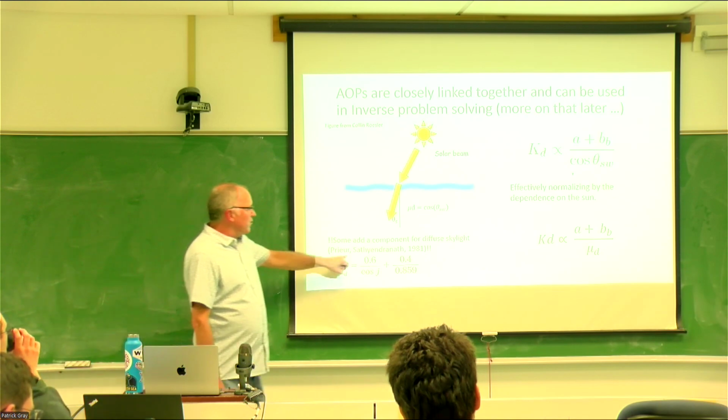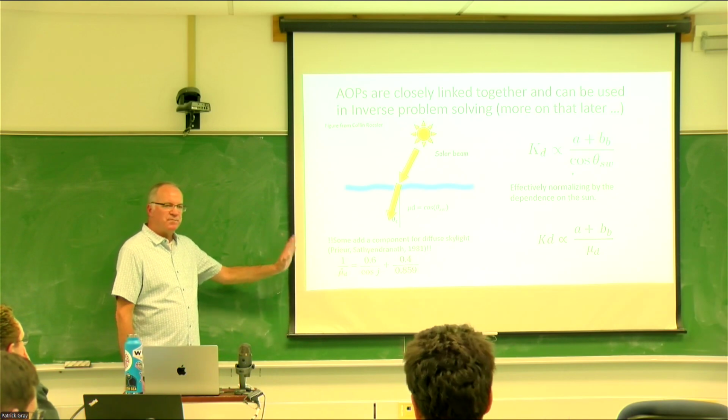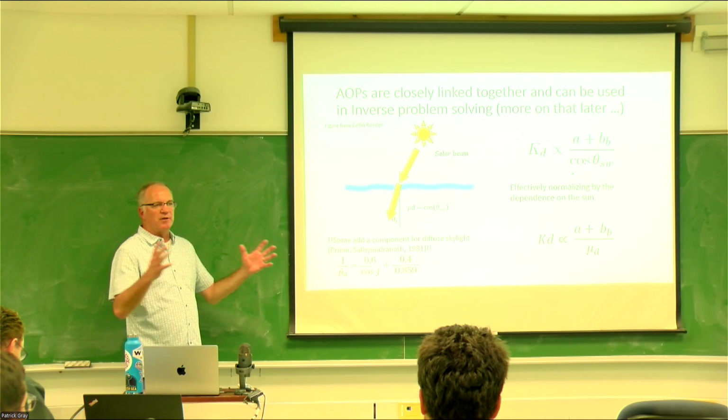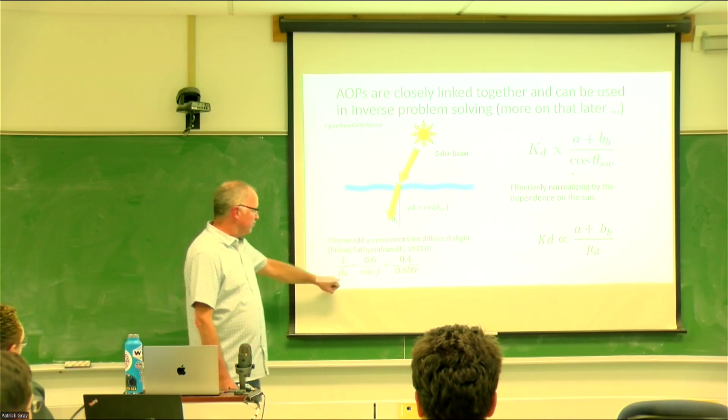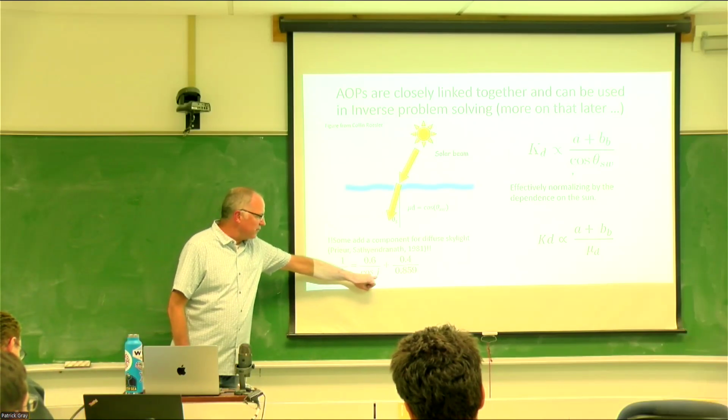There are some ways to model this average cosine. There are plenty of other references I can give on this, plenty of ways to model or guess at what it would be. This is just one of them, where mu is the cosine of theta.